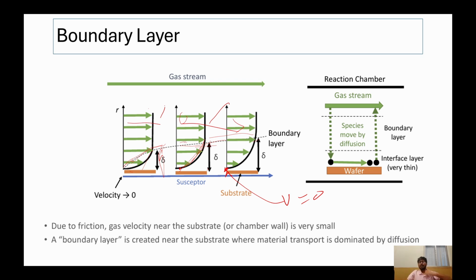So first of all, this is the reaction chamber, and from this gas stream to the wafer, through this boundary layer, your material should diffuse, your fresh precursor should diffuse. And how can you do that, we will see. The boundary layer is created near the substrate, where material transport is dominated by diffusion. So how this happens is through the diffusion of the gas through the gas.